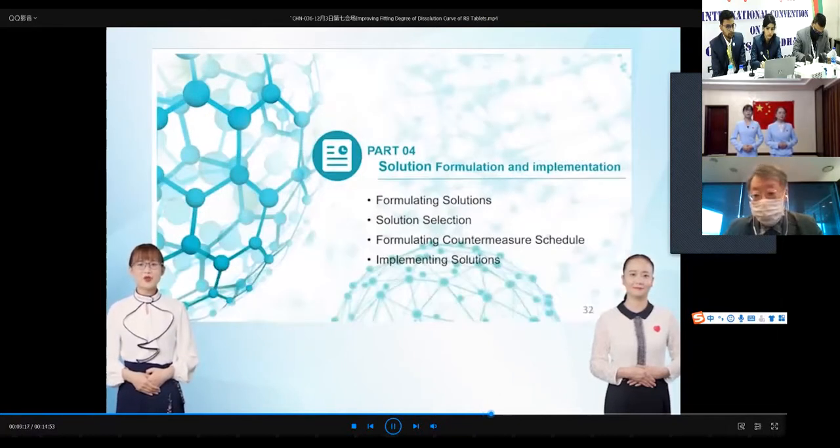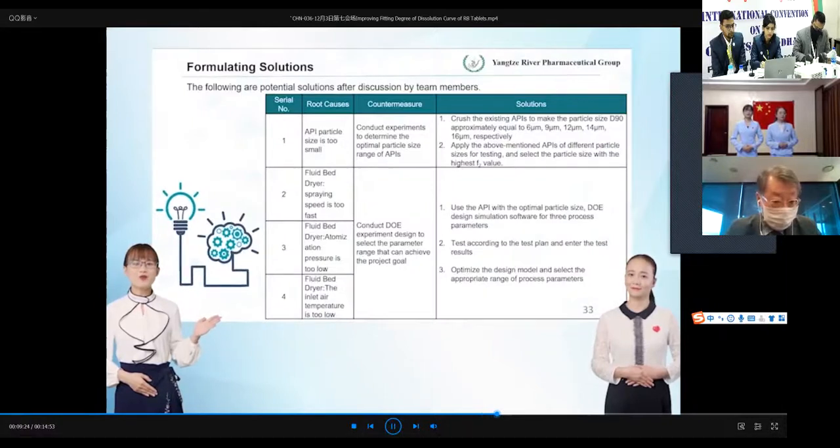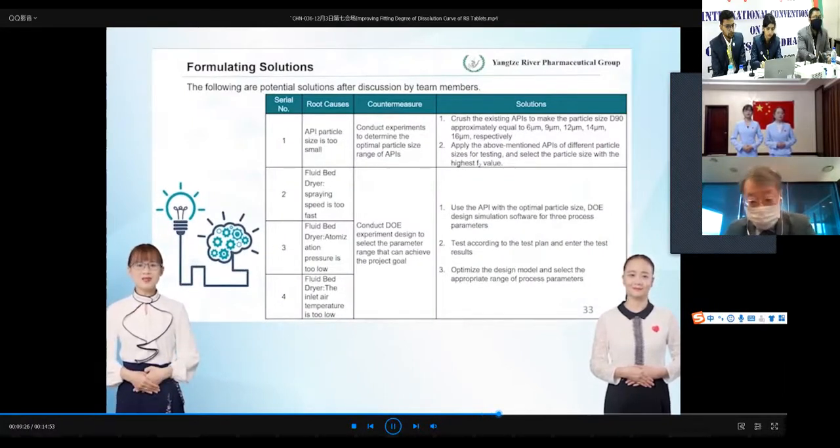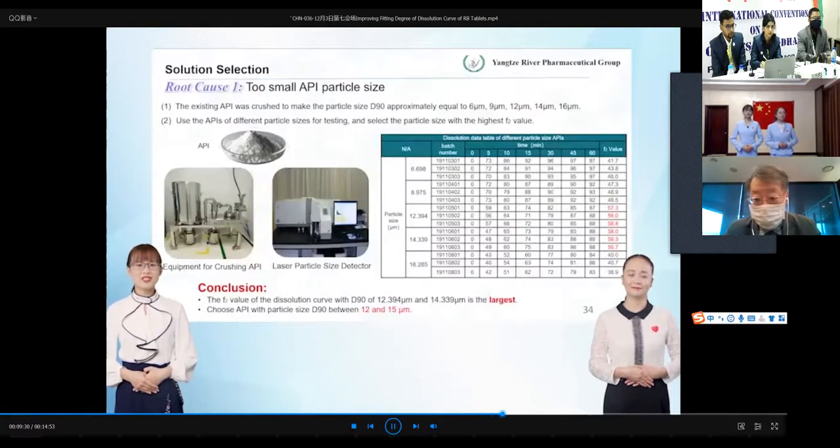After determining root causes, we moved to the fourth part, solution formulation and implementation. Then, focusing on the above four root causes, all the team members discussed and formulated the following potential solutions. Firstly, we made research on the root cause 1.